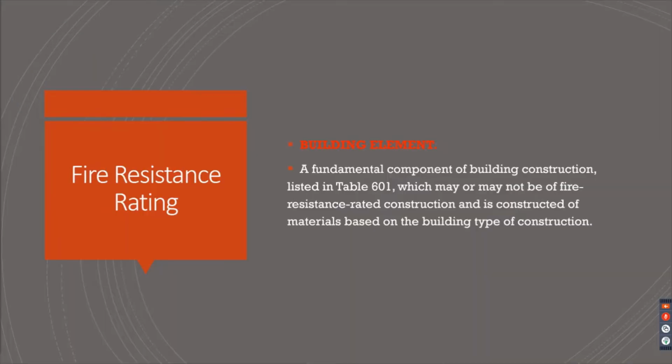Again, from chapter 2, a building element is a fundamental component of building construction listed in table 601, which may or may not be a fire resistance rated construction and is constructed of materials based on the building type of construction. What's the construction type? What are those materials allowed to be made out of or constructed out of? And then what are those elements? Again, what's in table 601 for building elements?